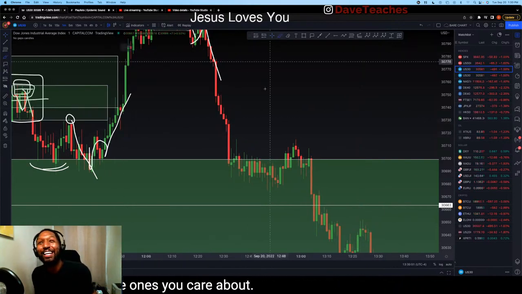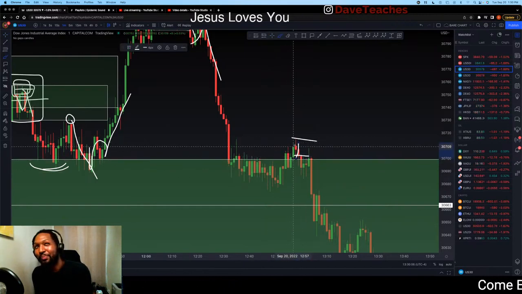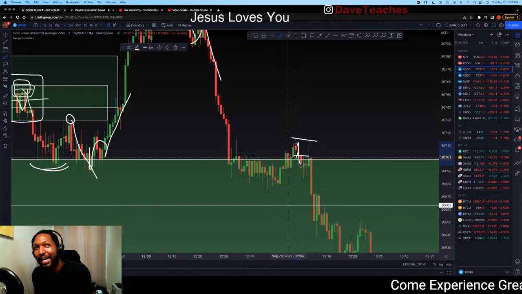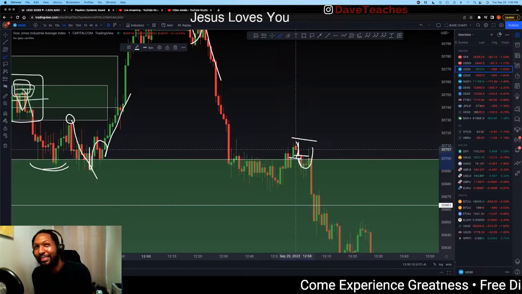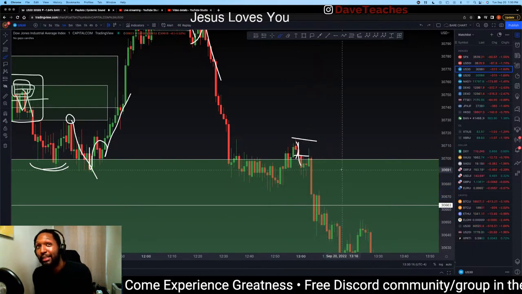So look, here we go. We got another entry here. Look, bam. Here's the last up candle. We shifted structure to the downside right here. And what did price do? Come back and tap into the area and short. Right here, short. Same thing.